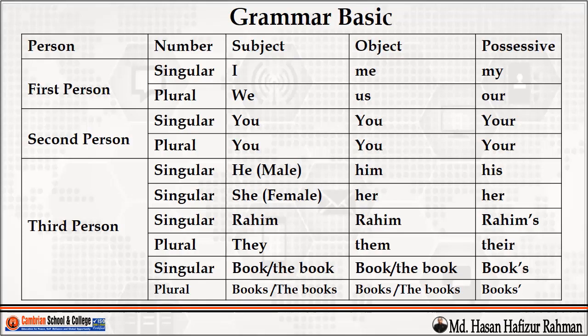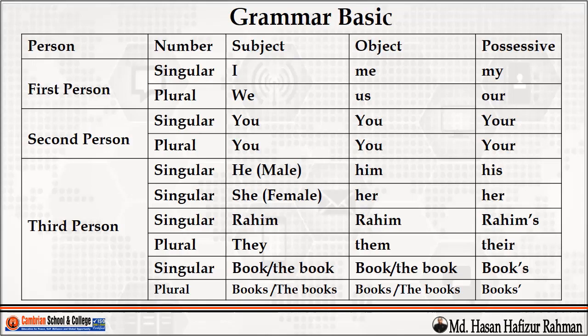Now come to the point. In first person, singular number is I and the plural number is we. The subject I bears the object me and possessive my. Like that, us is the object of the subject we. Our is the possessive of the subject we. Like that, in the second person, singular and plural are both you. Both the subject and the object of second person is the same. But possessive is your.